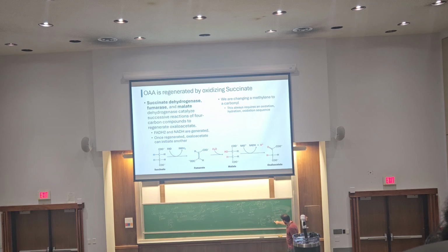When we're trying to get from this methylene on succinate to the carbonyl, all we need to do is an oxidation, a hydration, and another oxidation. So we've got our first oxidation out of the way, right? Catalyzed by succinate dehydrogenase. Succinate dehydrogenase will oxidize succinate.